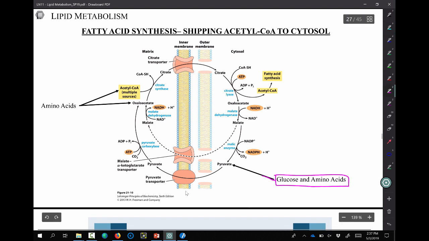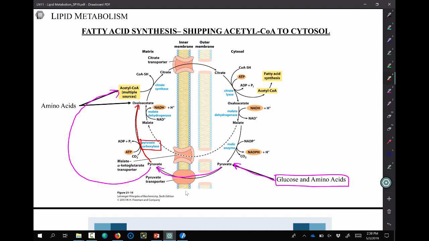Glucose and amino acids can be broken down through glycolysis to pyruvate. Pyruvate can be moved into the mitochondria, as we know, and can, of course, be converted to acetyl-CoA. So this can go up here, or it can be converted directly to oxaloacetate by the enzyme pyruvate carboxylase. Okay, that's an enzyme, of course, the first step in gluconeogenesis.